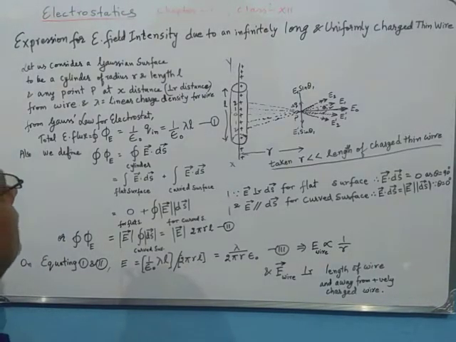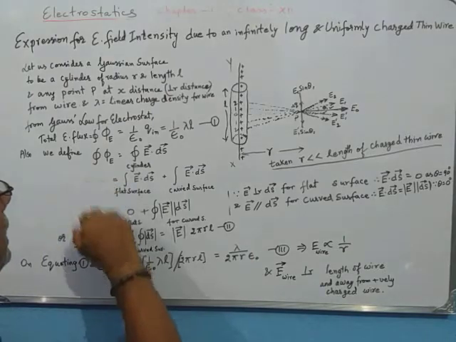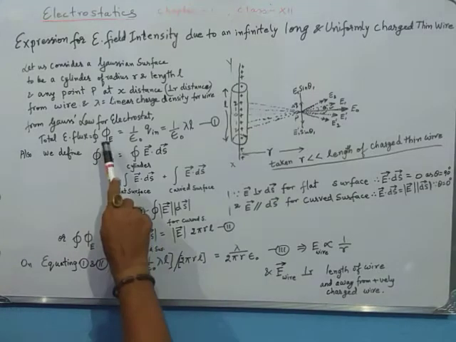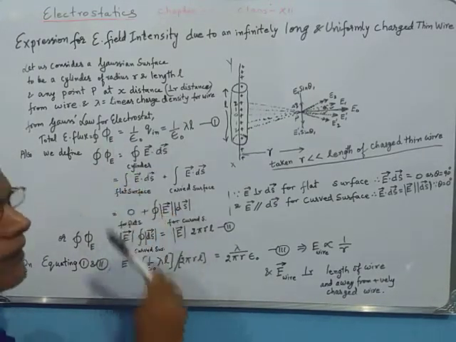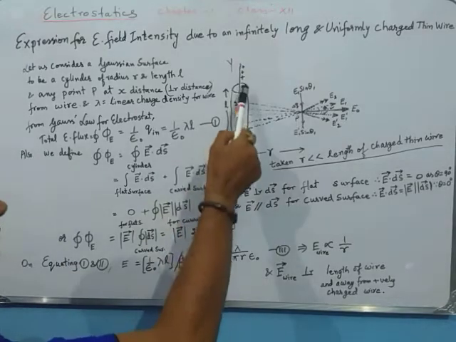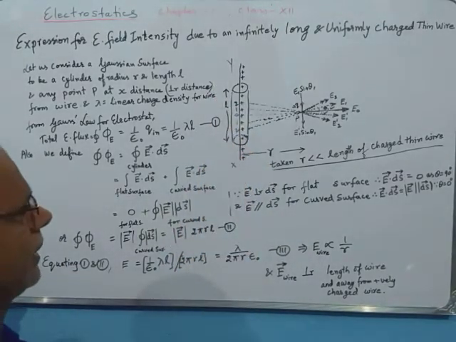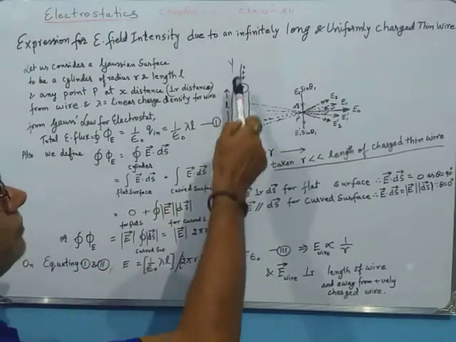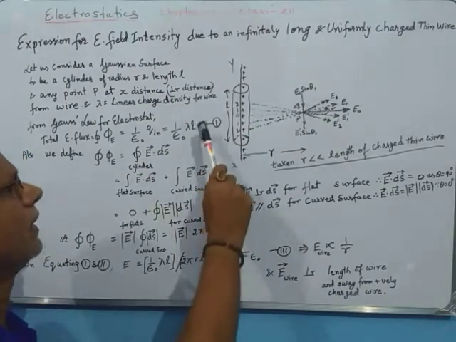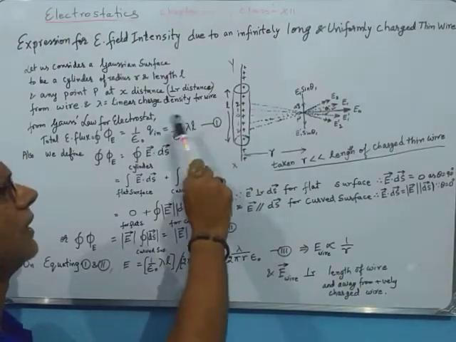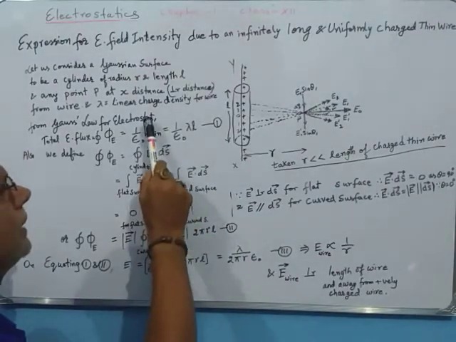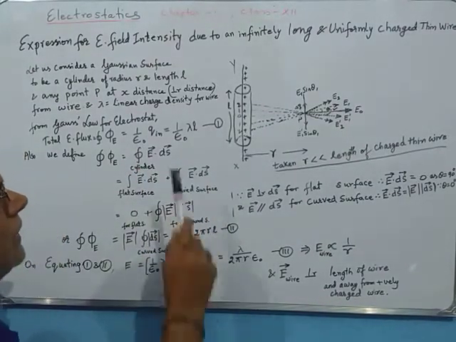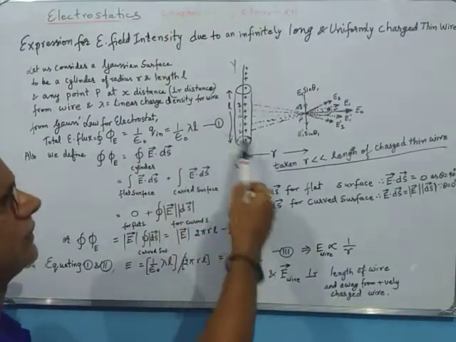Now according to Gauss law, the total electric flux associated with any closed surface is always 1 by epsilon times the total charge enclosed by the surface. So here we have a cylindrical Gaussian surface, and in unit length we have lambda charge. So if the cylinder has length L, we will have total charge lambda into L. So for Qn, the total charge enclosed, we write lambda L. Let us call this equation number 1. Here we are using epsilon naught because it is the case of air medium.